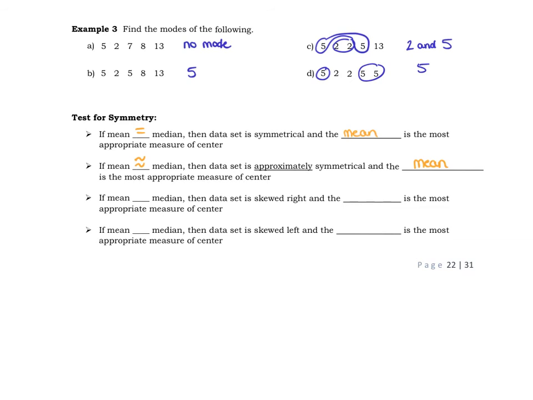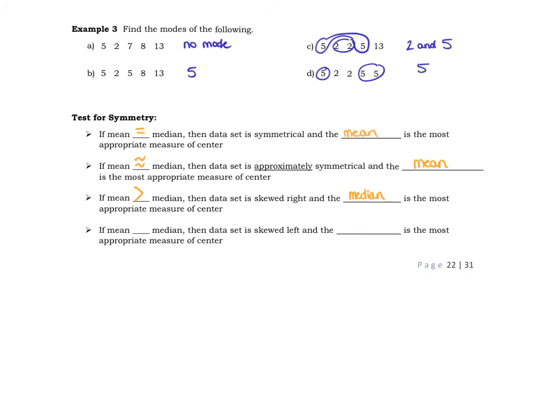If the mean happens to be larger than the median, then your data is skewed to the right, and the median will be the most appropriate measure of center. Okay, if the mean is greater than the median, the data set is skewed to the right, and the median will be the most appropriate measure of center. Let me give you an example.